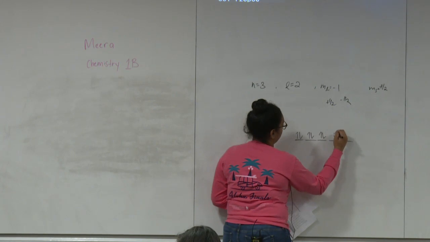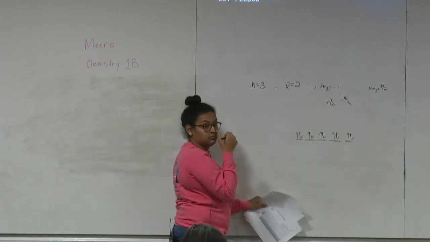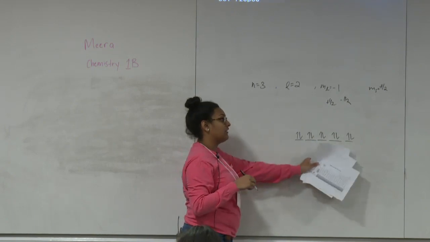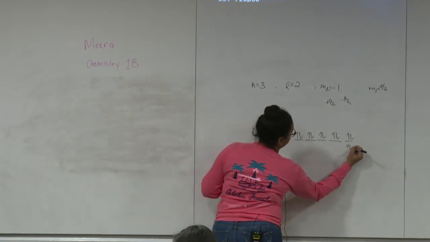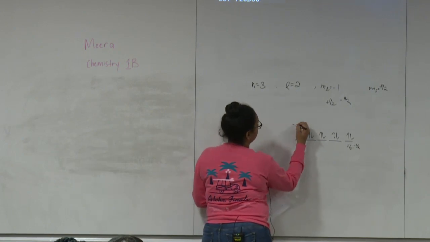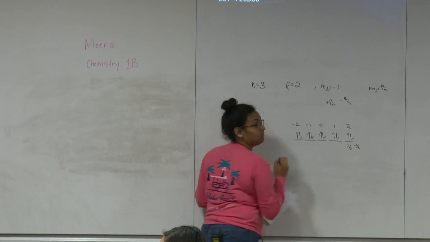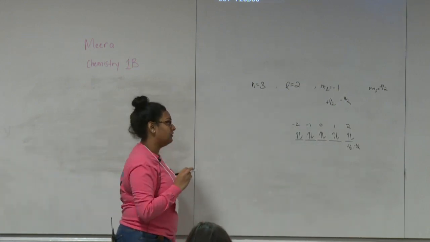Well, L is 2. So those are your 10 electrons, right? This is your plus 1/2 and your minus 1/2. And if L is 2, then you can think about it like that, if that helps.